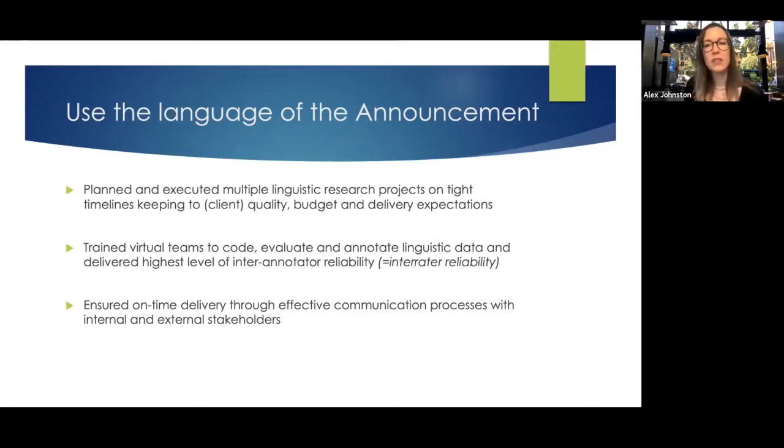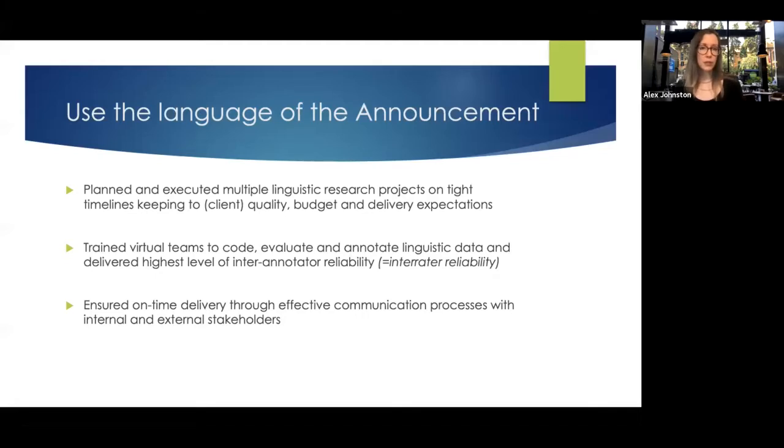Anyone in applied linguistics has to learn about reliable and valid data collection methods and how to train raters so that there's a high level of inter-rater reliability, right? That's what we do in applied linguistics.